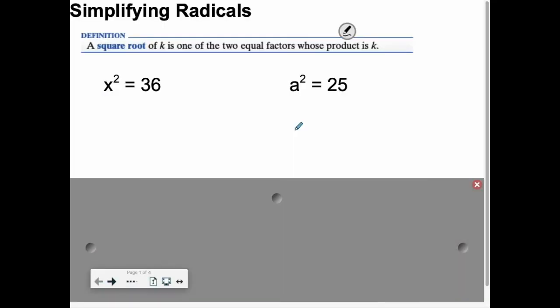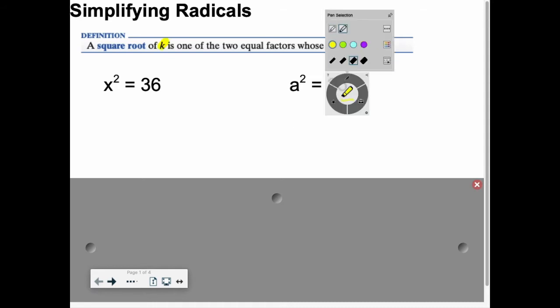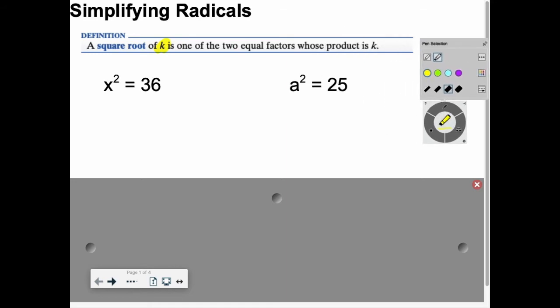So we're going to start off with square roots and then expand from there. I know that you've seen this before. We're just going to go a bit more in depth, maybe talk about a few vocab words which you have not seen before, then work with it. So a square root of some number k, that's what this is standing for, is one of the two equal factors whose product is k. And remember, when we're talking about the two equal factors and the product, we're talking about multiplication.